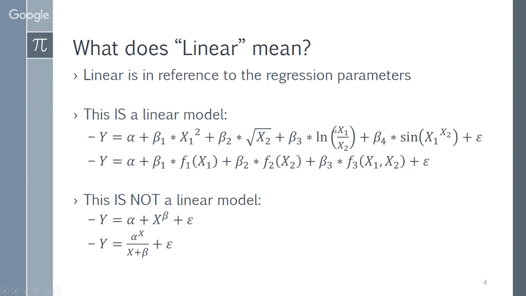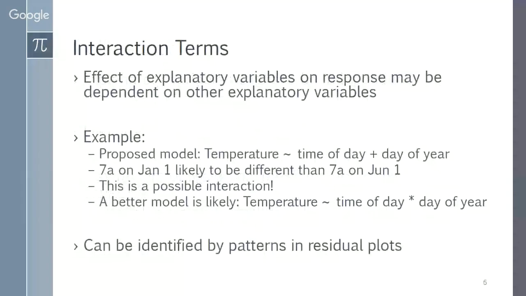Now, these two terms, where I'm taking the log of the quotient and the sine of one variable raised to the other, are called interaction terms. And they're generalized to this, where I've got a multivariable function. Interaction terms basically mean that a variables might interact with one another. I suppose that was somewhat self-evident, but it's that they have an effect on each other that we need to be able to capture in our model. So an example of this would be if we're trying to create a model for temperature for a specific city, and we're trying to figure out how to predict temperature based on time of day and what day it is in the year.